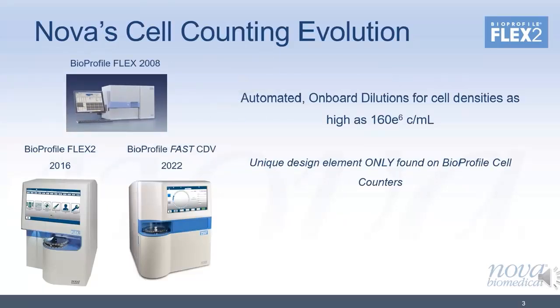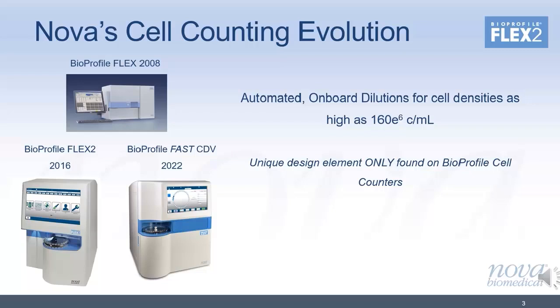Nova Biomedical introduced its first bioprofile analyzer back in 1998. That instrument was a relatively simple instrument providing measurements for pH gases and basic chemistries. Due to market demands, Nova designed our first automated cell counter as part of the Bioprofile Flex 1 in 2008 with the goal of providing one instrument capable of analyzing all critical cell culture tests with one sample, eliminating the need for multiple instruments. A few years later in 2016, we released the Bioprofile Flex 2 analyzer, and most recently in 2022, the Bioprofile Fast CDV analyzer.